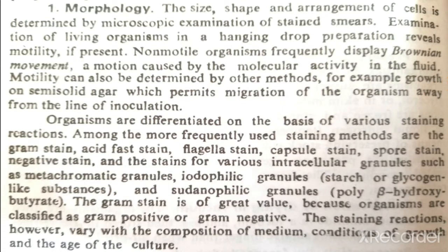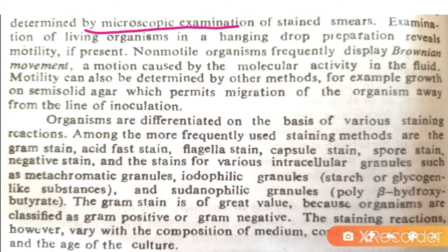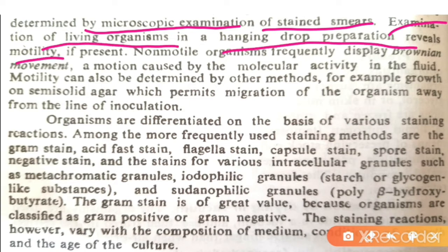The size, shape, and arrangement of cells is determined by microscopic examination of stained smears. Now we know that after isolation of a bacterial cell or any microorganism related to bacteria, that bacterial cell we are going to apply for the staining purpose. Examination of living organisms in hanging drop preparation reveals motility if present. Now see, motility means what? The locomotion of that microorganism we have to check with the help of the method known as the hanging drop technique, where we can check whether the bacterial cell is motile or non-motile.